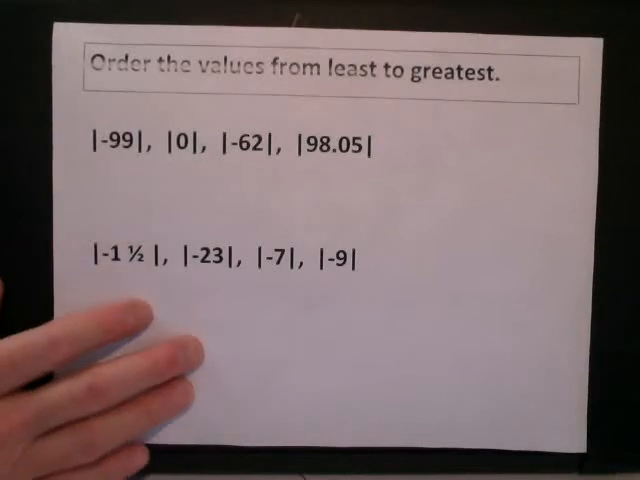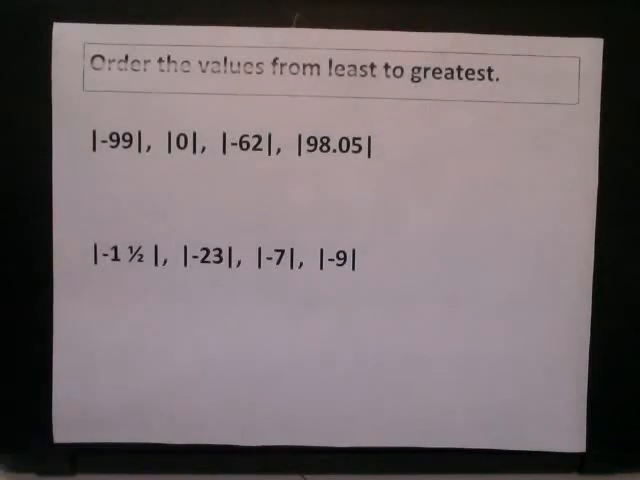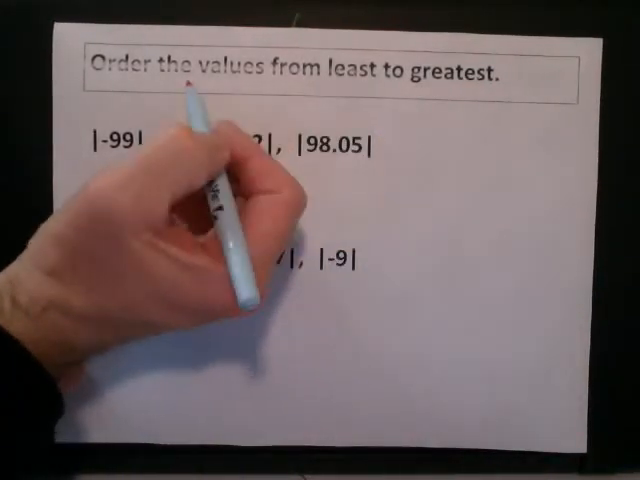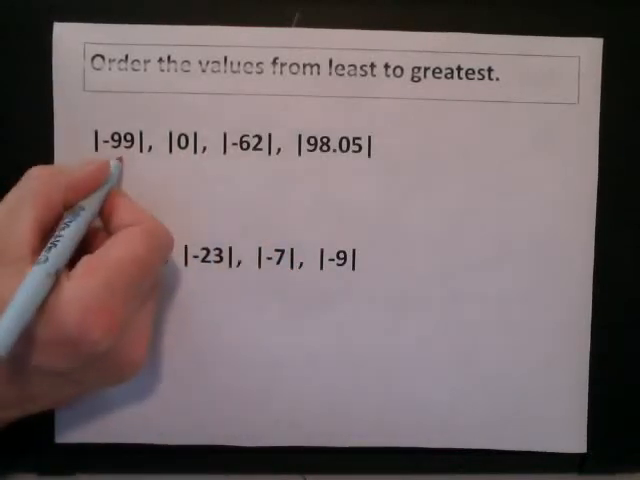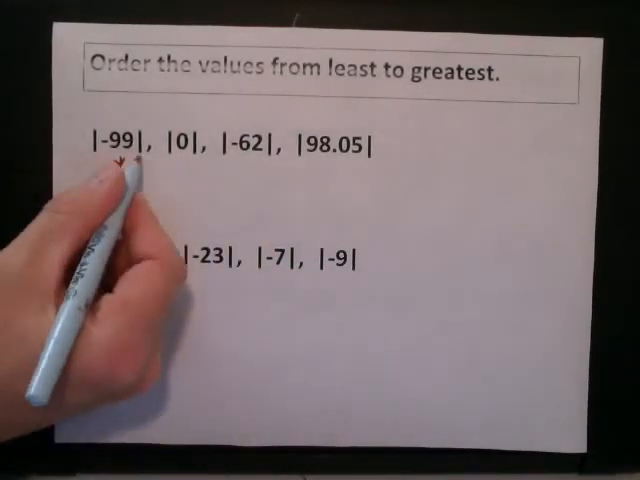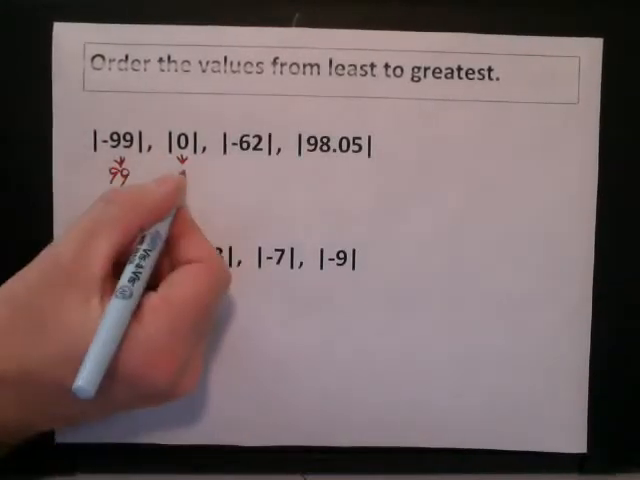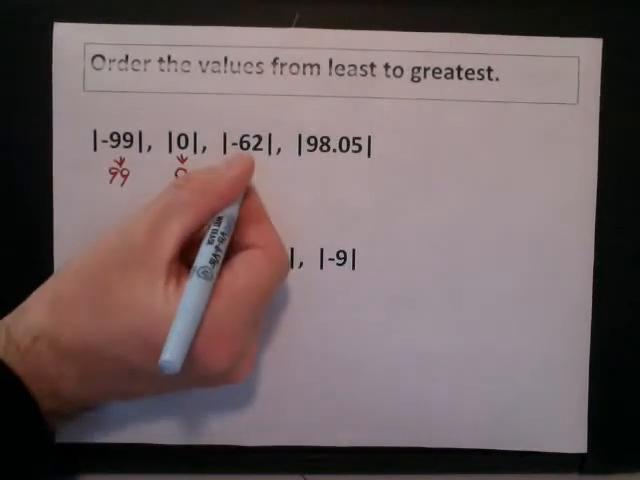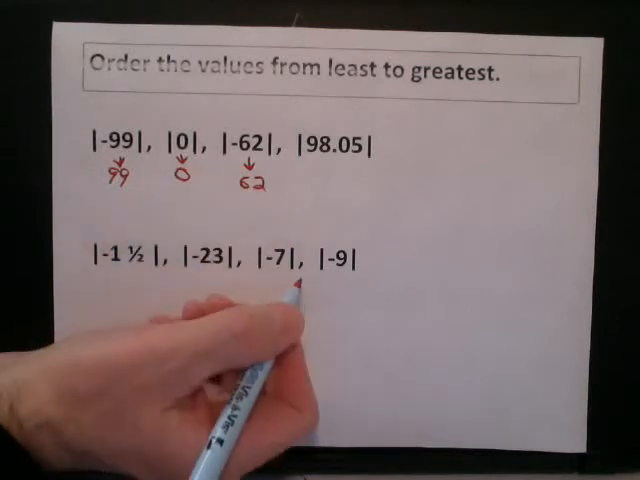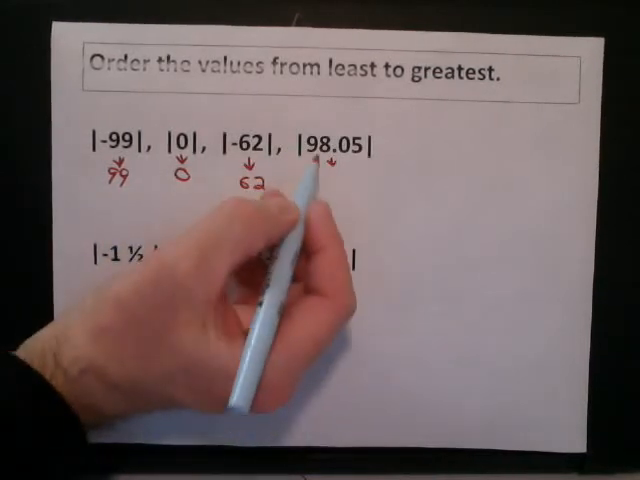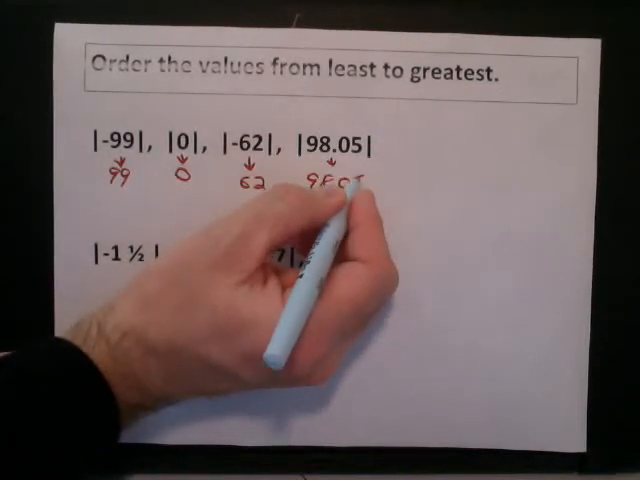Okay, maybe you're ready to compare your answers to what we come up with here, or maybe you just want to see how we do this. Here we go. They want you to find the absolute value for each of these in order to compare them. Well, the absolute value of negative 99 is 99. The absolute value for 0 is 0. The absolute value for negative 62 is 62. The absolute value for 98 and 5/100 is 98 and 5/100.